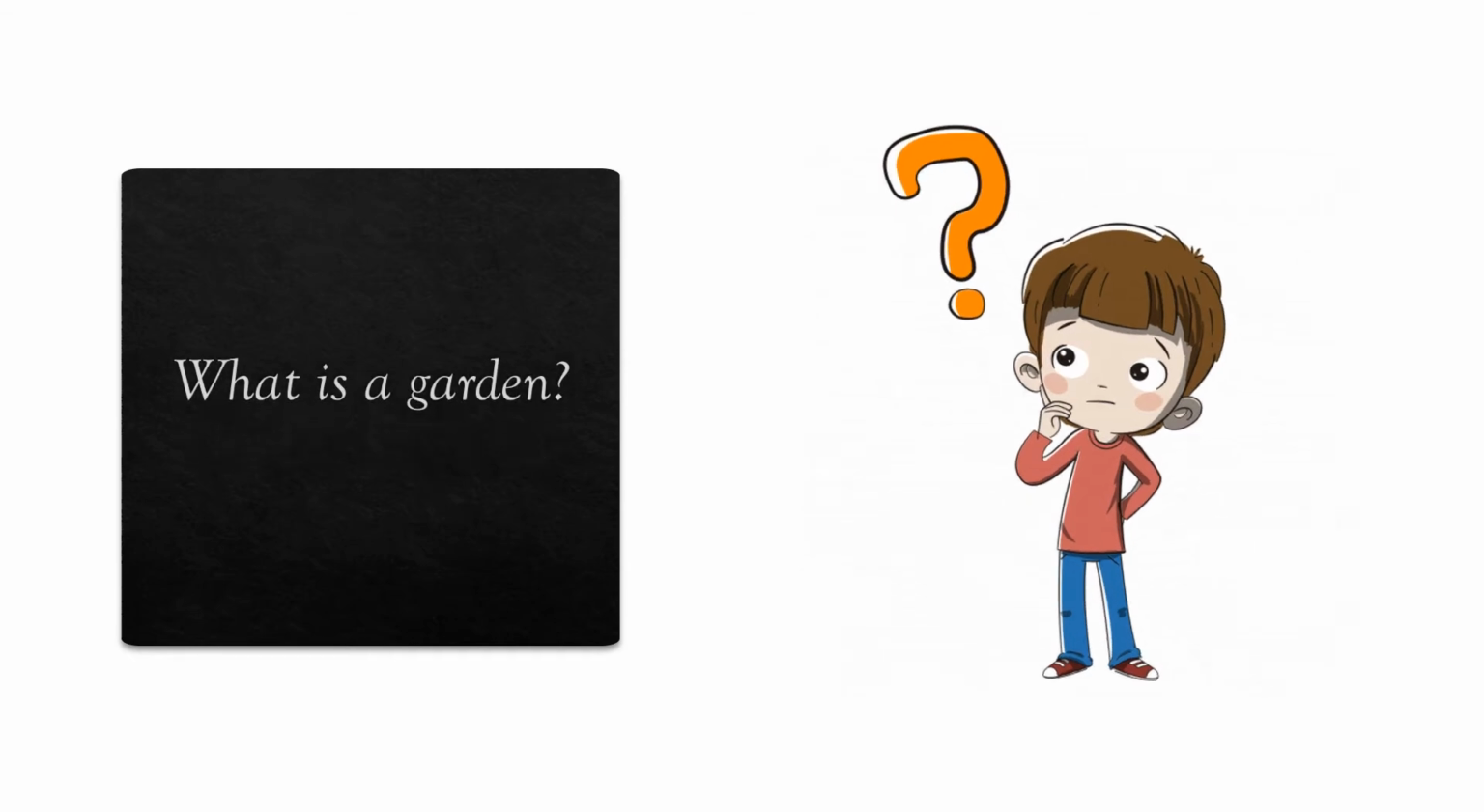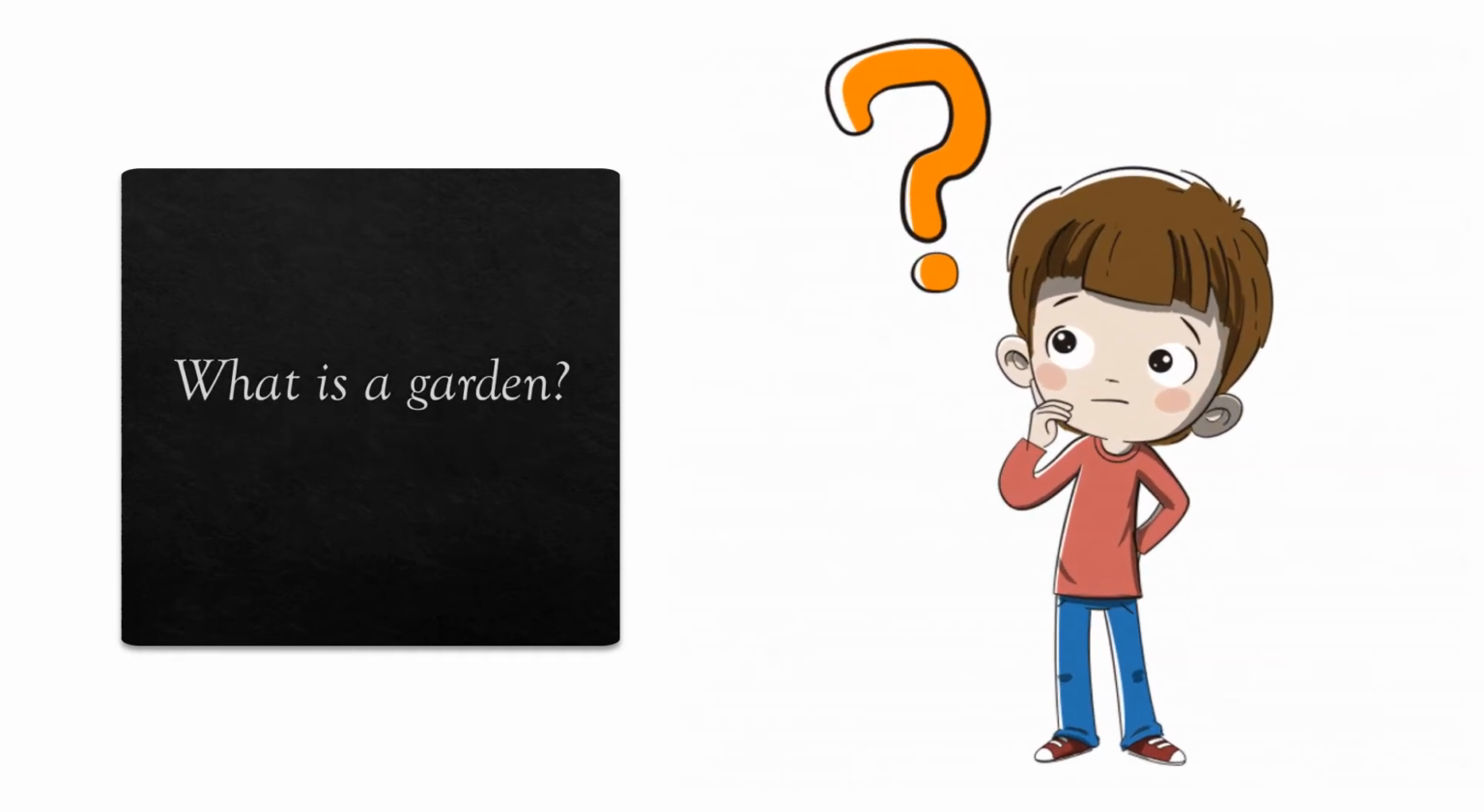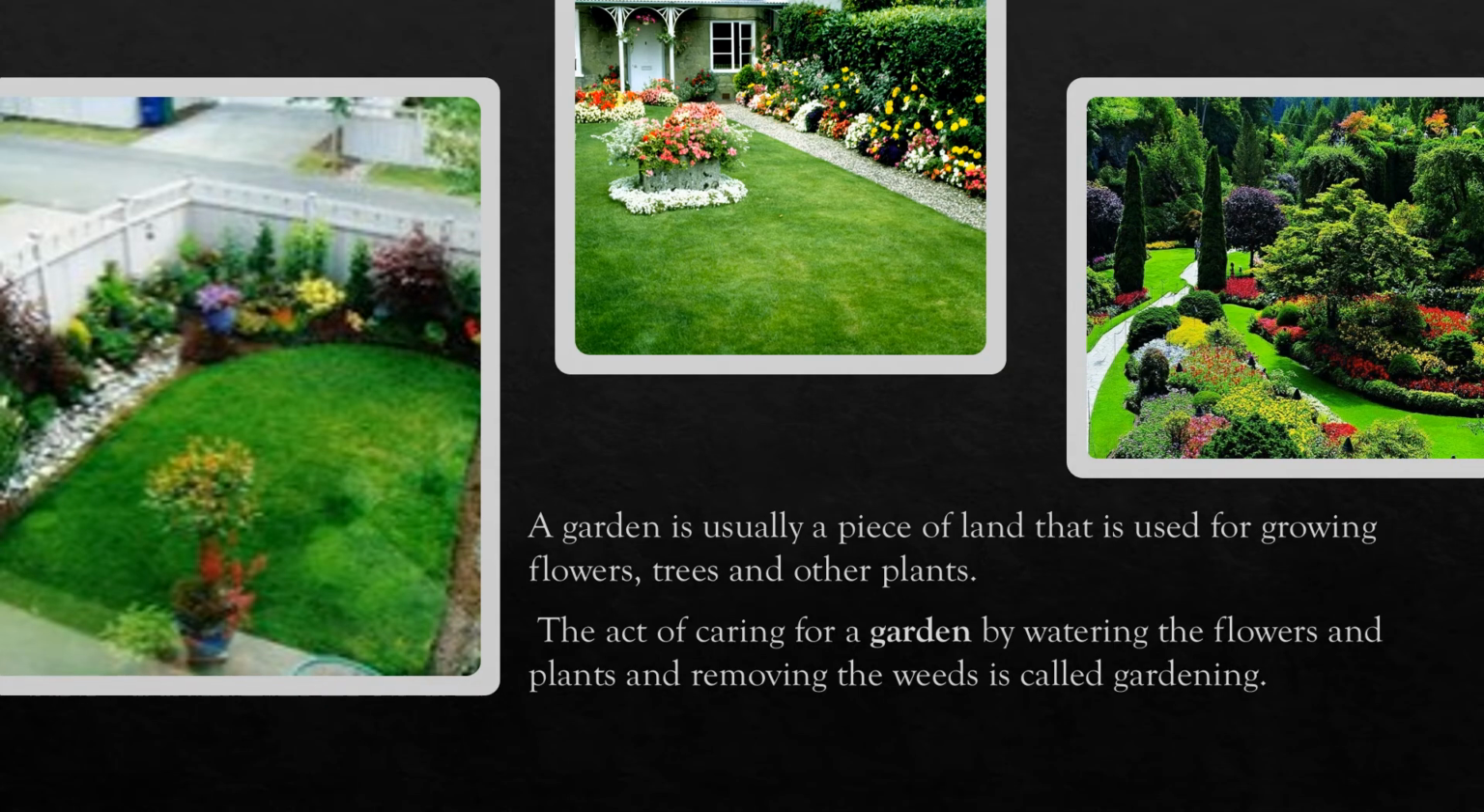Now students, moving towards our next lesson, garden center and seeds, let's learn together what a garden is. A garden is usually a piece of land that is used for growing flowers, trees and other plants. And do you know, the act of caring for a garden by watering the flowers and plants and removing the weeds is called gardening.